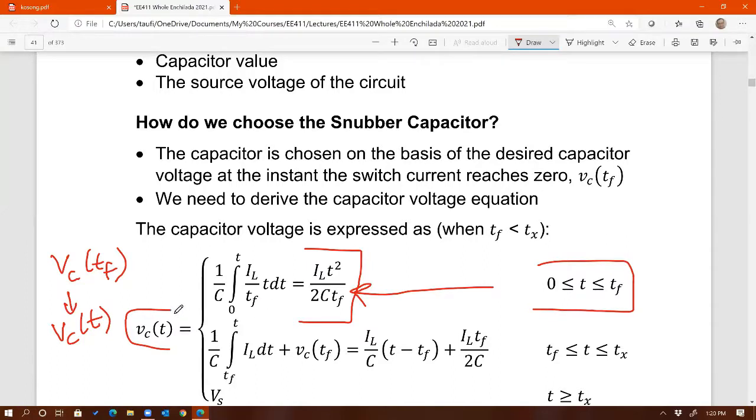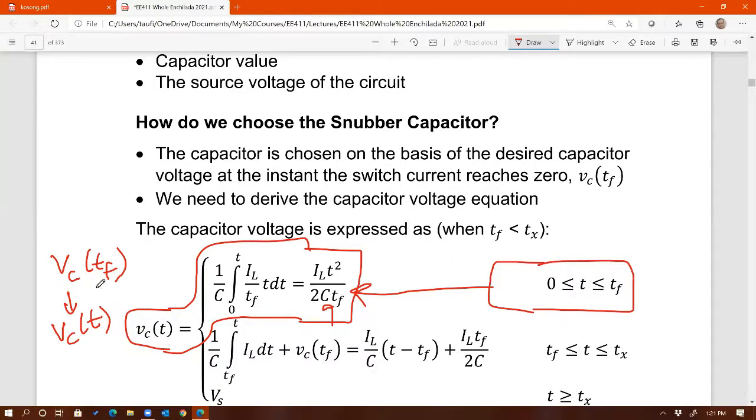Notice that if you just focus on this set of the equation right there, which is true only for this condition, the capacitor voltage is a function of capacitance. That's good to have because then I could size the capacitance based on this equation. So that's what I'm going to focus on. VC of T is equal to IL T square over 2C times TF.